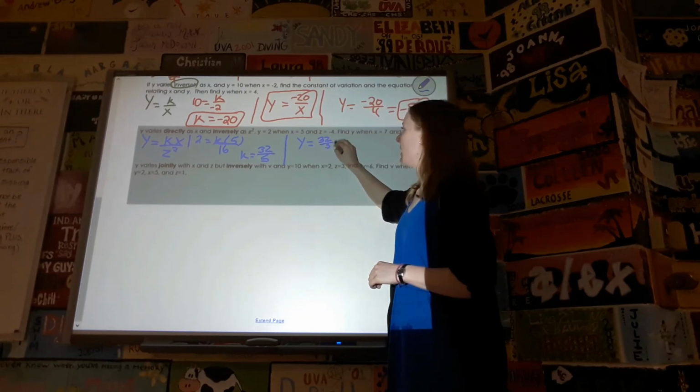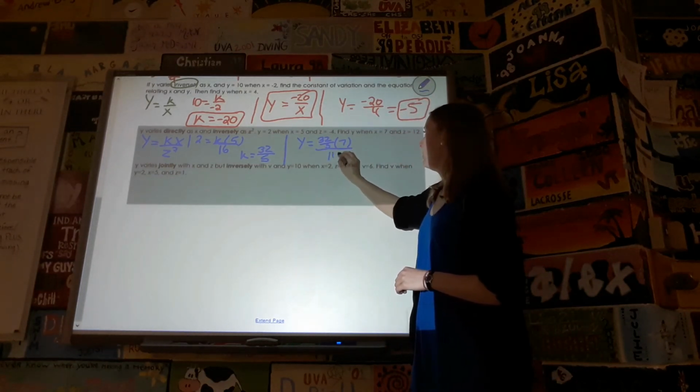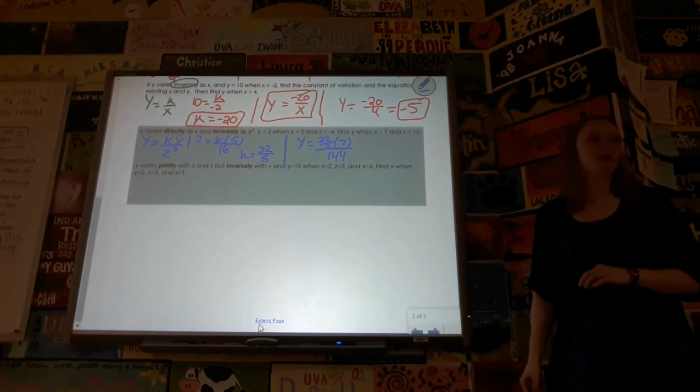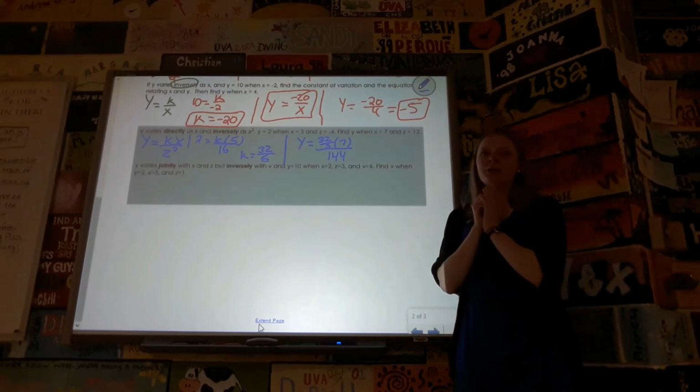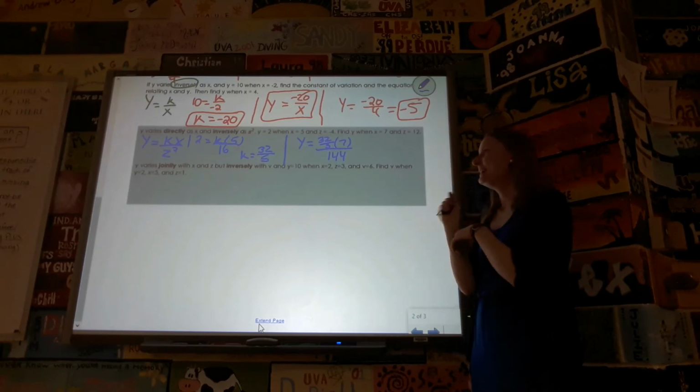K is 32 over 5. X is 7 and z is 12, but remember to square that, so it's really 144. Then to evaluate this, be really careful on your calculator because there's a fraction involved, a fraction inside of a fraction. So be really careful.